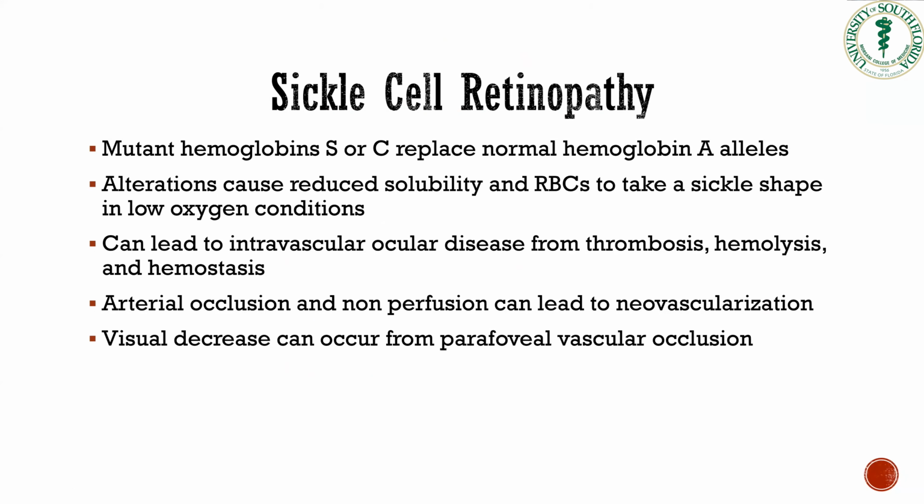If you recall, in sickle cell retinopathy the normal hemoglobin A alleles are replaced by mutant hemoglobin S or C. This mutation is due to a single amino acid substitution on the beta polypeptide chain of hemoglobin. That small alteration can lead to a change in the shape of your red blood cells, causing sickling and low solubility under low oxygenation conditions. This triggers an intravascular ocular disease that results in thrombosis, hemolysis, and hemostasis.